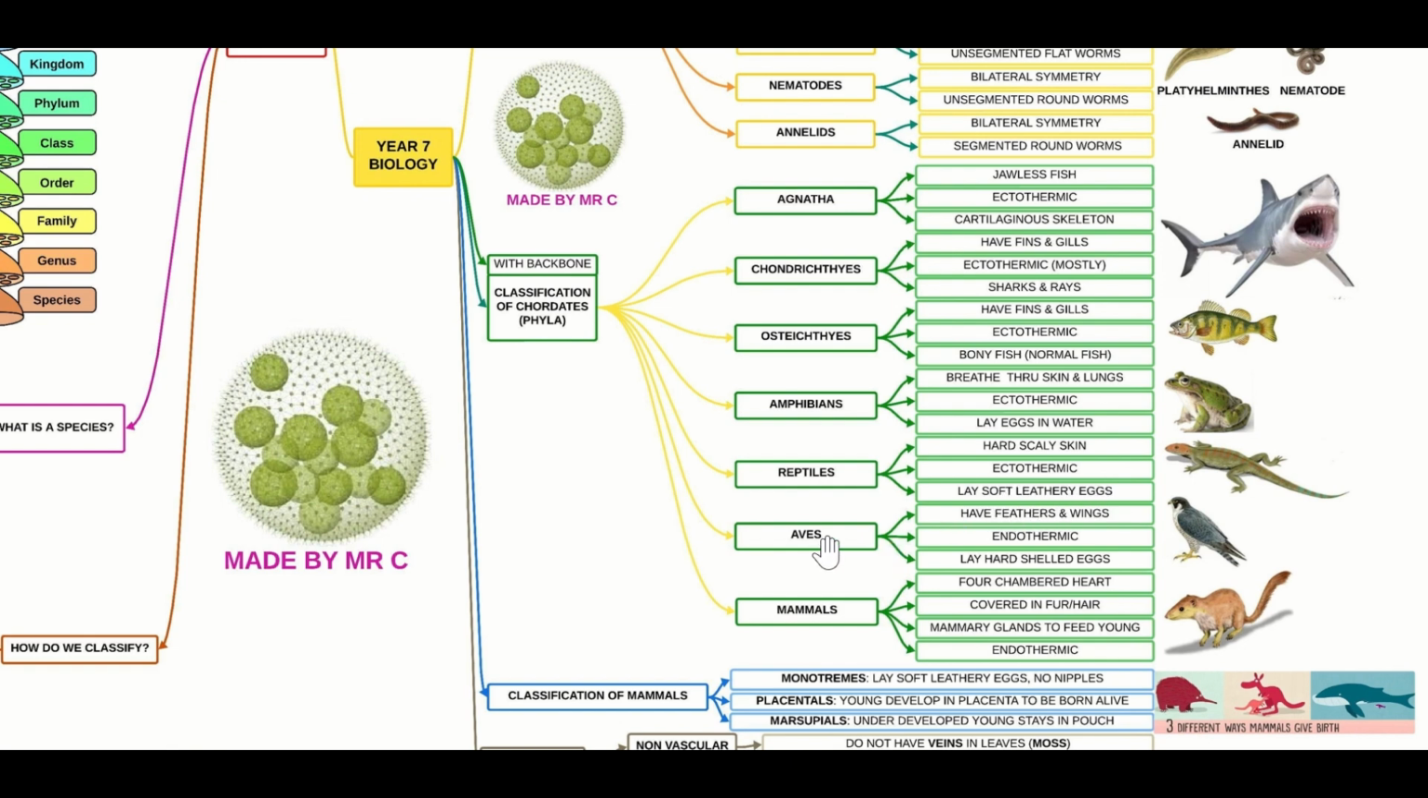Next is aves, which is birds. They have feathers and wings. The feathers are used for insulation, and the wings aren't always for flying, like in penguins. They are endothermic, which means they generate an internal heat so that they can stay warm even in cold conditions, and they lay hard-shelled eggs.